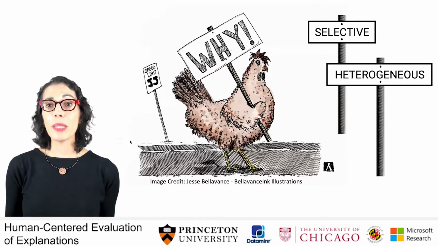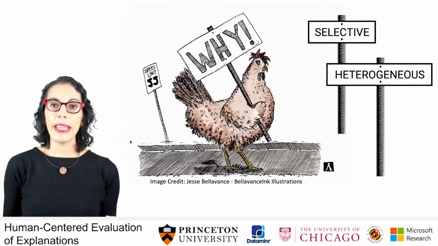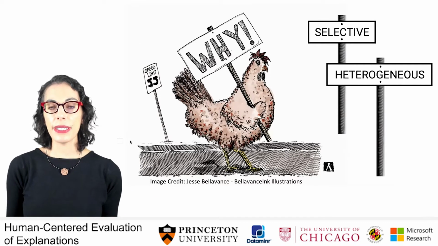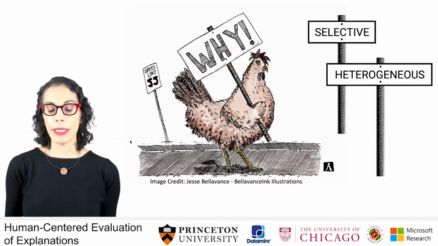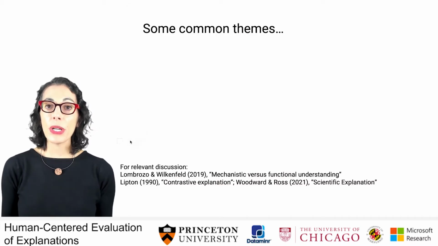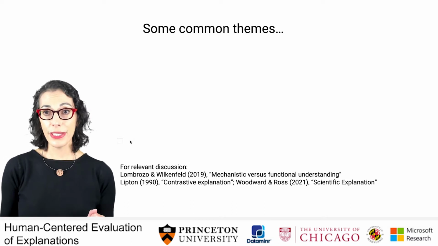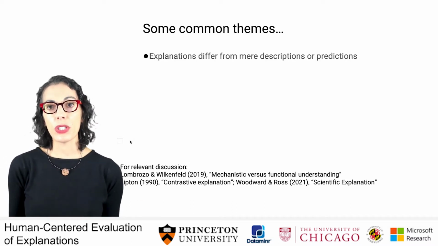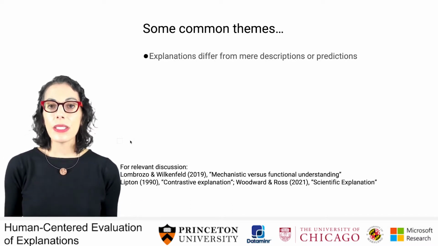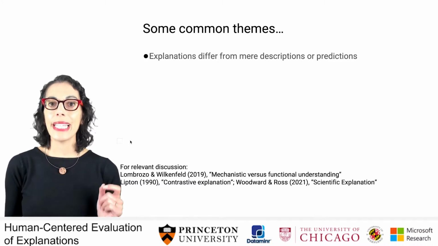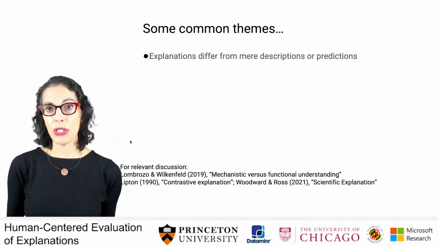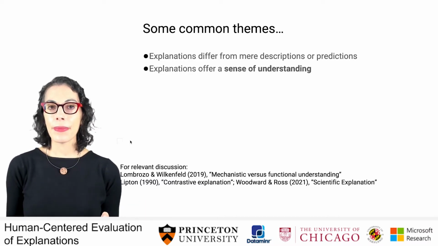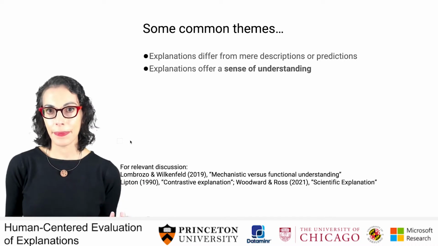Although there's no single agreed upon definition for explanation that captures even the small sample of cases I just considered, there are some common themes that capture a large proportion of central cases and shed light on how these psychological mechanisms operate. So what are these common themes? First, explanations differ from mere descriptions or predictions. These alternatives are helpful because they draw attention to something that seems to be distinctive about explanations in contrast to mere descriptions or predictions. Namely, they offer a sense of understanding.